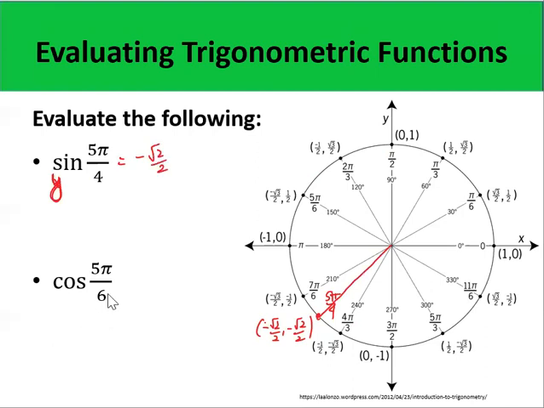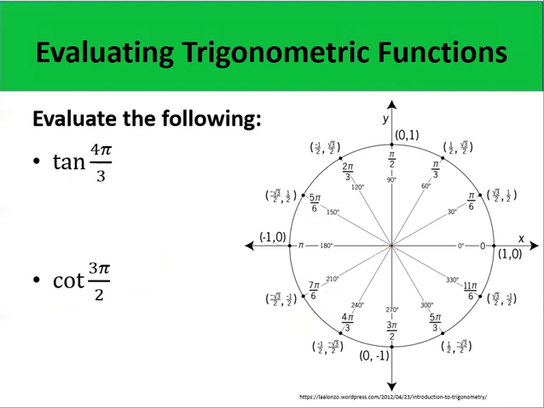Now for cosine of 5 pi over 6, 5 pi over 6 is on the second quadrant, its reference angle is pi over 6, and cosine is defined to be the x coordinate. So which means that the x coordinate of this terminal point is negative square root of 3 over 2. Now for other examples, let's have tangent of 4 pi over 3. So 4 pi over 3 is located on the third quadrant, and this is the terminal point.